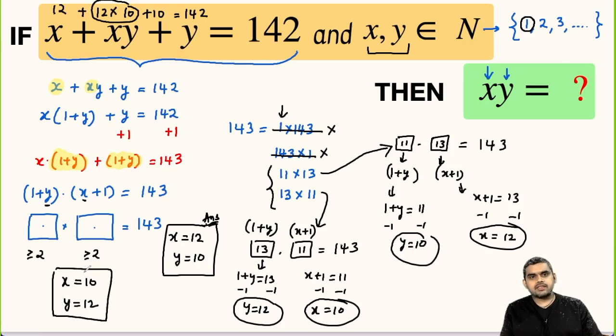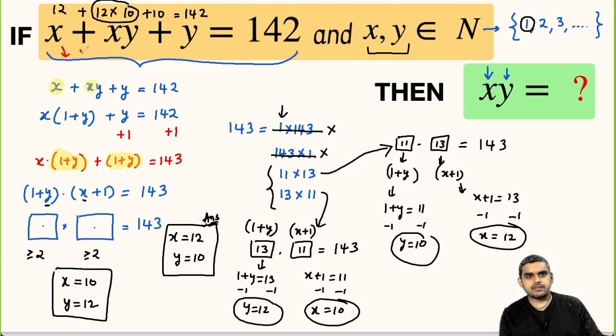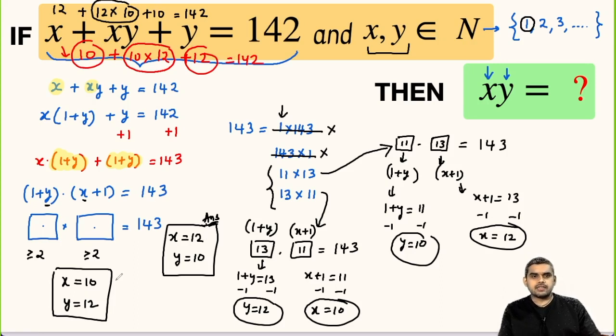So we will justify this answer also. In place of x, let us substitute 10. So here this will be 10 plus 10 times 12, plus 12. So the middle term will be 120, plus 10 is 130, plus 12 is 142. So here there will be two possible answers and they are given here.